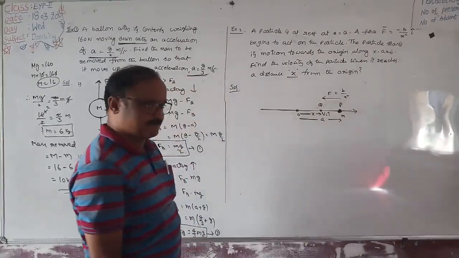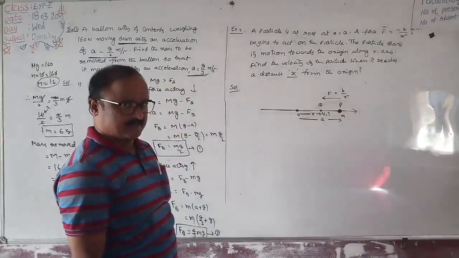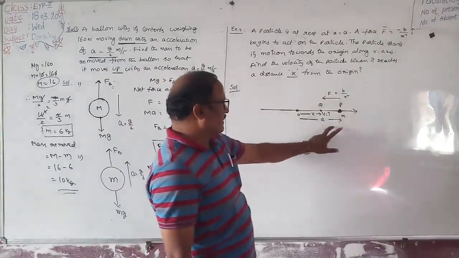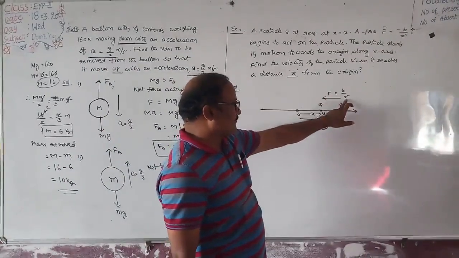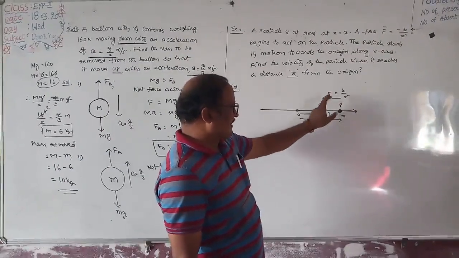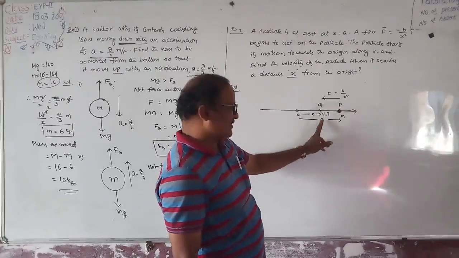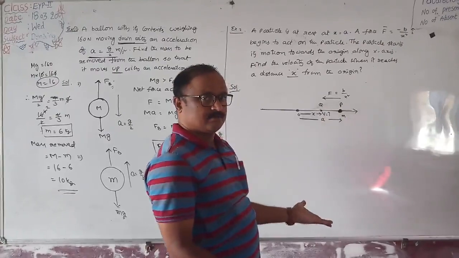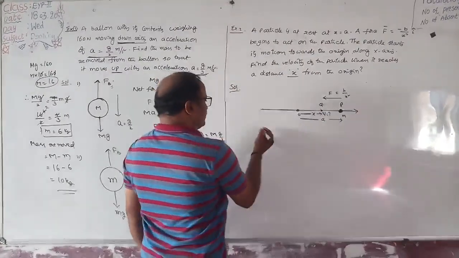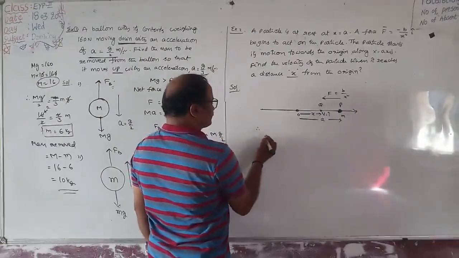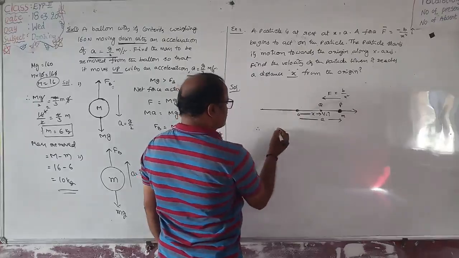What is the velocity? Understand? F is equal to b by x square. We will find the value of v. F is variable, so the acceleration is also variable, and velocity is also variable. Therefore, now we can write F is equal to b by x square.